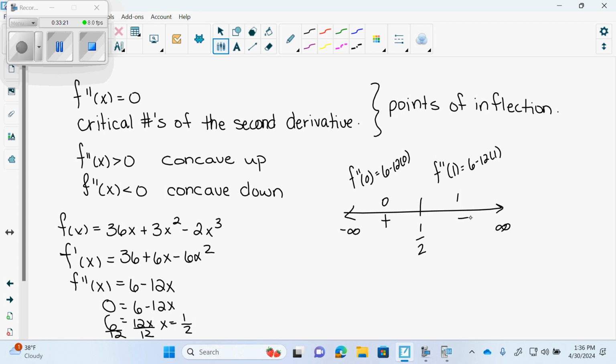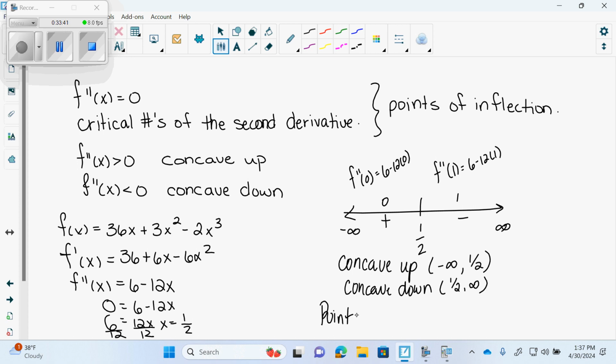So I know that it is concave up from negative infinity to a half, and I know it is concave down from 1/2 to infinity. And I know my point of inflection is at what? 1/2. And how do I get the y? Plug into the original, because I'm trying to find a point on the original.